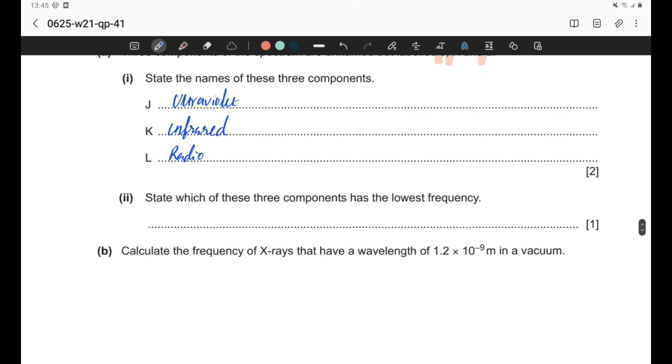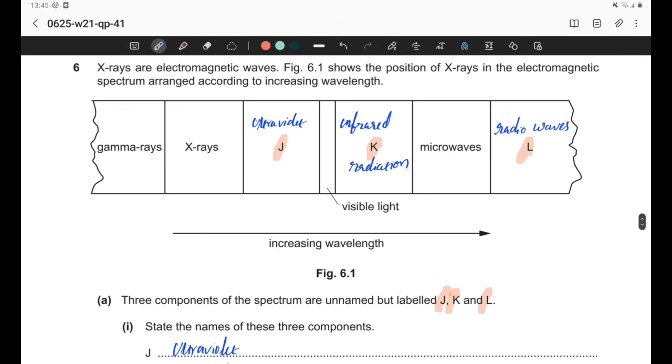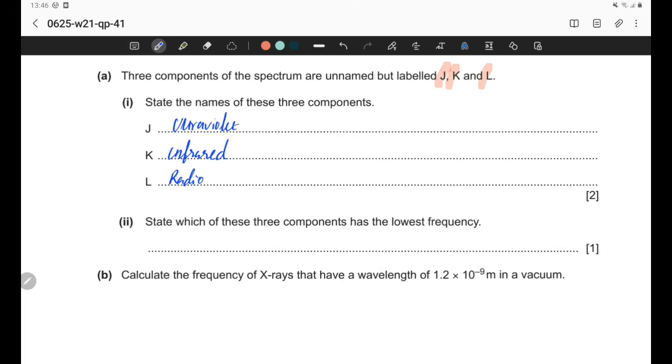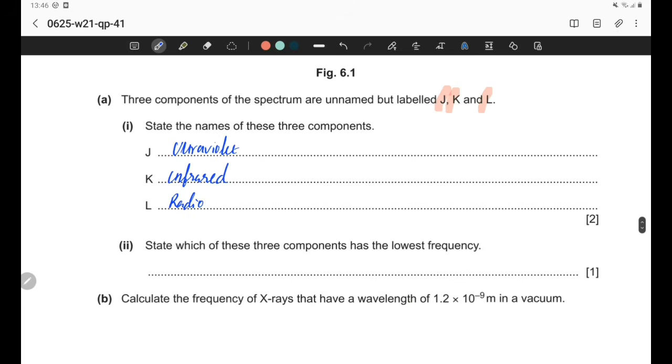Part 2. State which of these three components has the lowest frequency. Again we can see figure 6.1 and identify that the radio wave has the highest wavelength, because it's given in increasing wavelength order. So the last one is radio wave, and the wavelength will be maximum for radio waves. Frequency is inversely proportional to wavelength, so the frequency will be minimum for radio waves. Therefore, the component which has the lowest frequency must be radio wave.